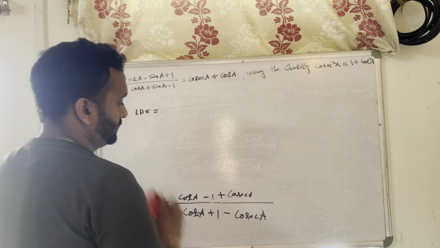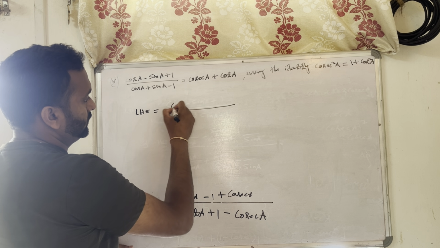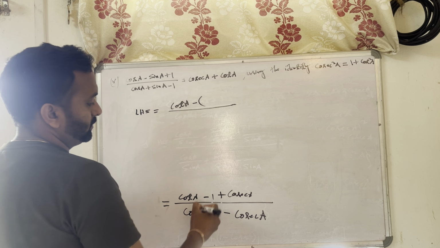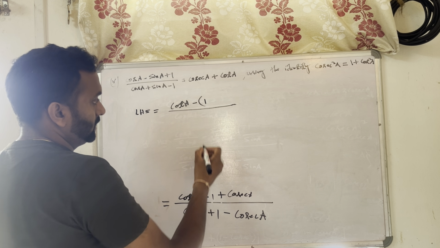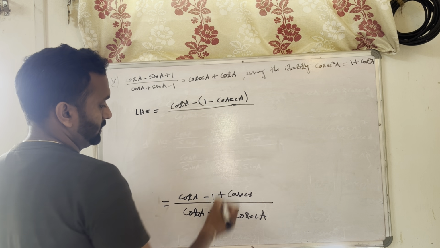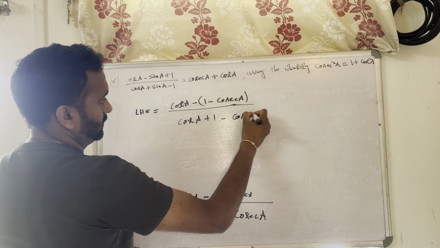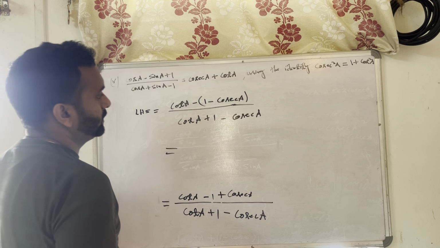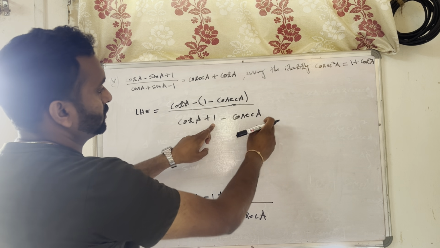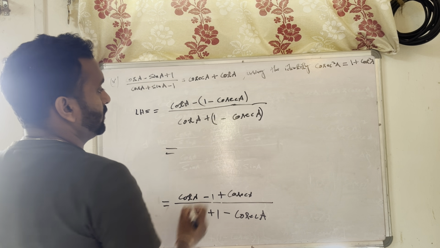In the numerator let's take minus common. So we will get how much? Minus minus is plus, and minus plus is minus cosec a, divided by cot a plus 1 minus cosec a. Then look here, here we have 1 minus cosec a, here also 1 minus cosec a, and let's treat this entire stuff as one entity.